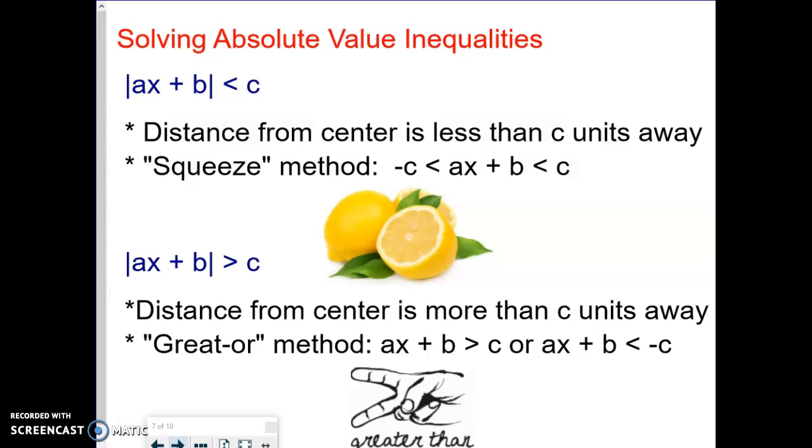So the way that you remember here for solving is that when you have a less than absolute value inequality, you have an and. And when you have a greater than, I have an or. And that's literally how I remember which one is which. I think to myself, greater or compound inequality. Less than must be the other one, so it's an and. Okay? So I'll give you a moment to write that down.